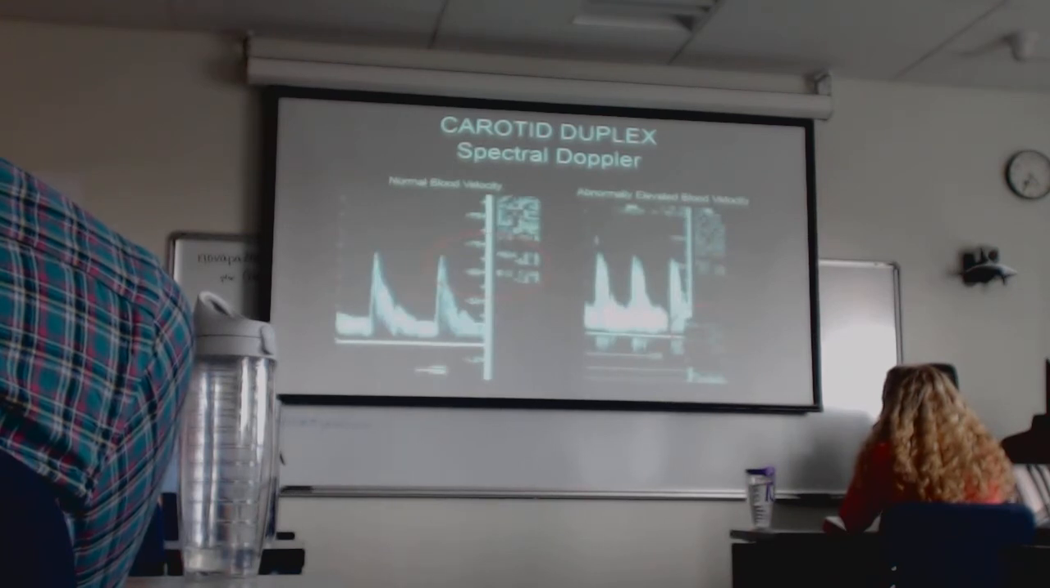Here is just a tracing of the blood flow. Here's a heartbeat, but here's all the different velocities of blood inside the voxel that I'm actually interrogating. And I can see in a normal patient, the velocity is somewhere about 60 or 70 centimeters per second. But on an abnormal one, I can see the velocities are over 250 centimeters per second, almost 300 centimeters per second.